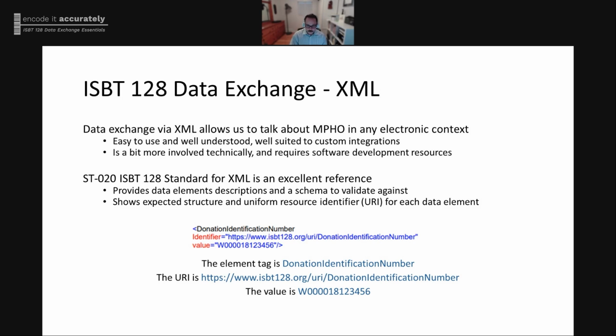In the example here, we have the XML representation of a donation identification number. And you can actually plug that URI into your web browser to see relevant information about the data element, including some descriptions of the content and text examples. And these URI endpoints are really much more powerful than the data identifiers you would encode in a barcode string because they help communicate semantic meaning to other parties. And in electronic data exchange, that semantic meaning is really the key piece that you need.